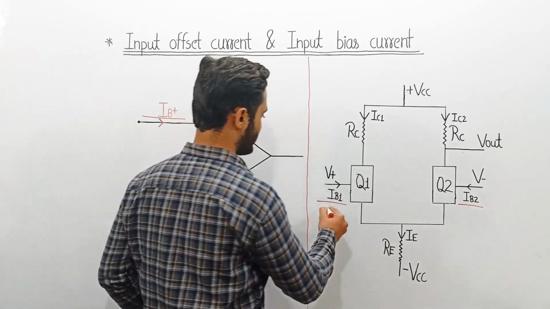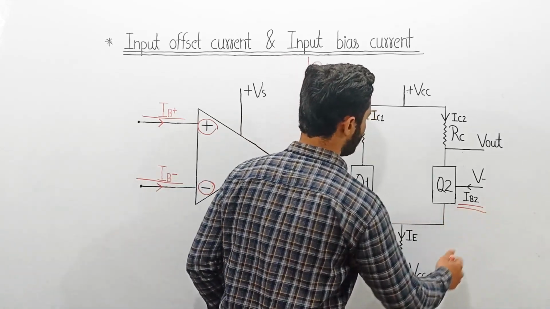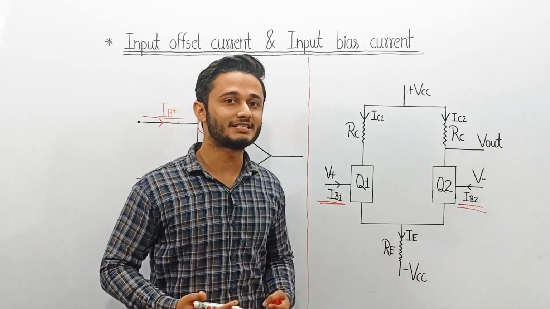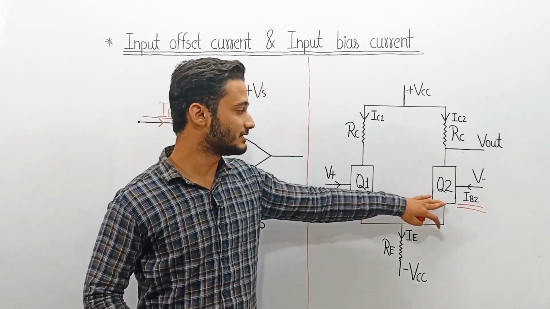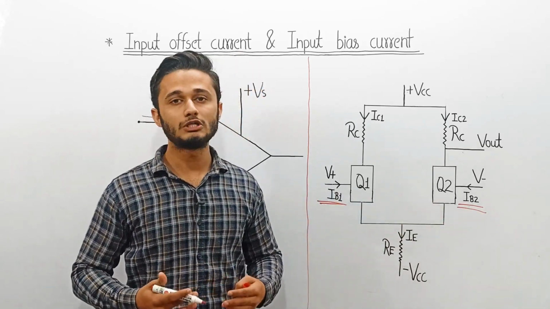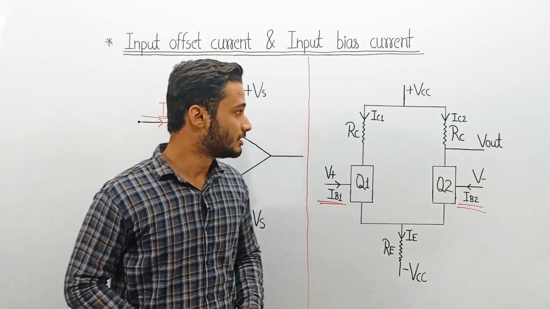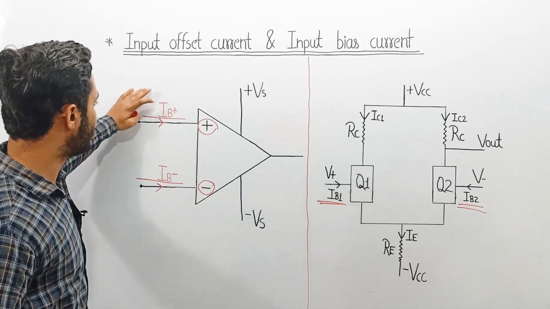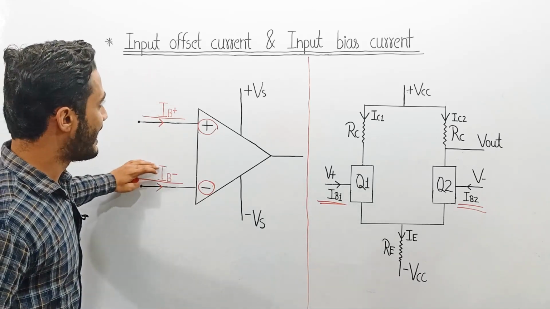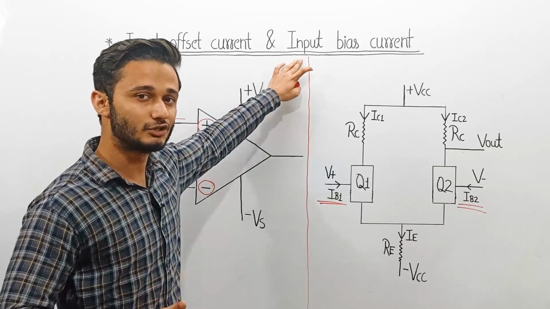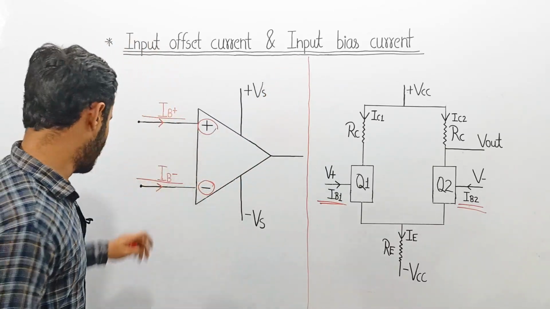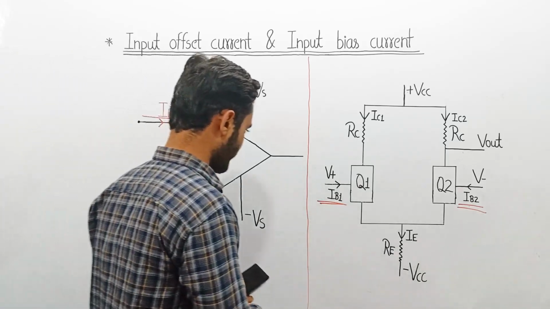Ideally, these two currents IB1 and IB2 must be same, but as I told you earlier, a slight mismatch exists between these two transistors and their base currents also differ slightly from each other. So, the input offset current is actually the difference between these two input bias currents, and the input bias current is actually the average of these two currents IB+ and IB-. Let me write it down for you.